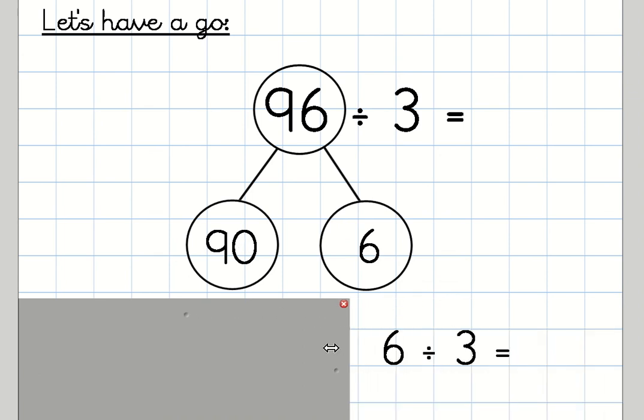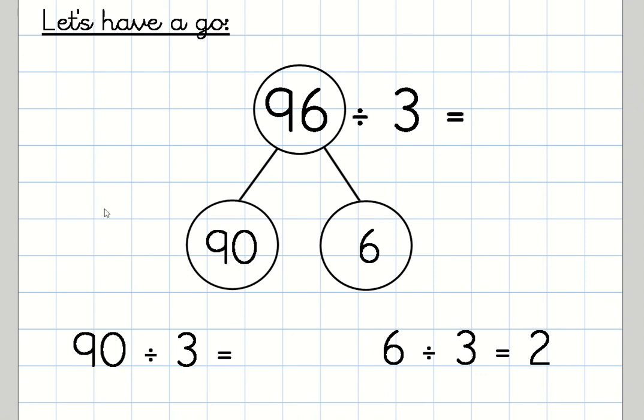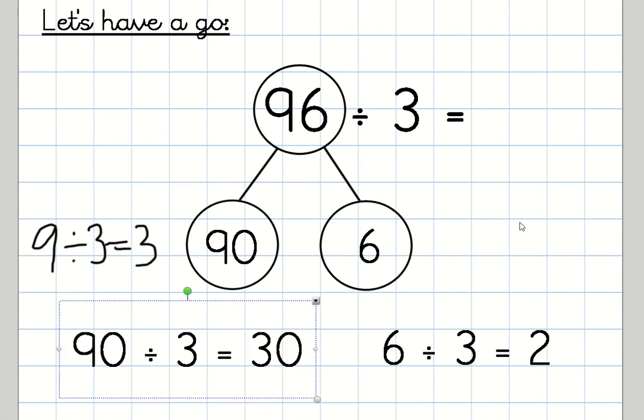Now, we already know that 6 divided by 3 is 2, so we can do that one straight away. We then need to think about what is 90 divided by 3. What facts do we already know? We know that 9 divided by 3 equals 3. And 90 is 10 times bigger than 9, so the answer is going to be 10 times bigger. So 90 divided by 3 must be 30.